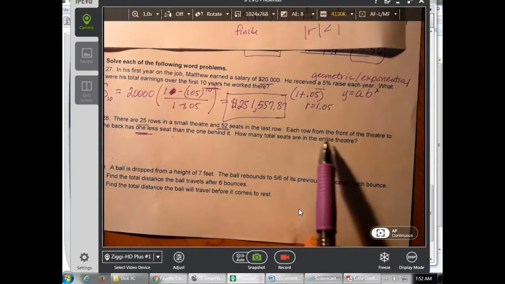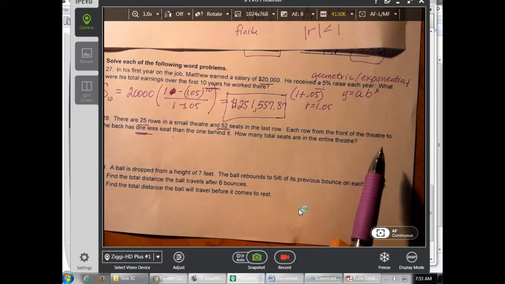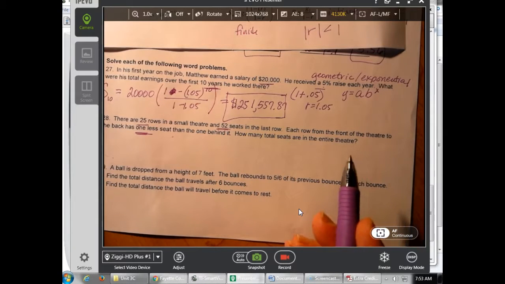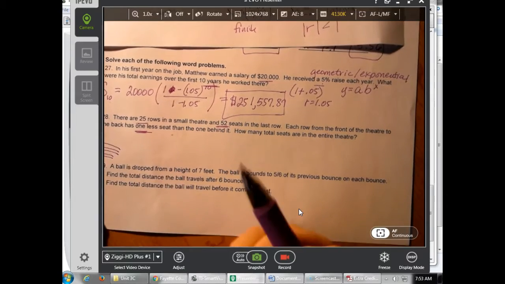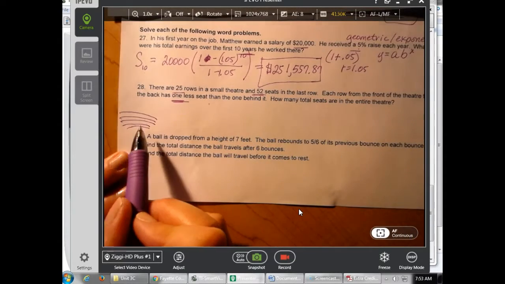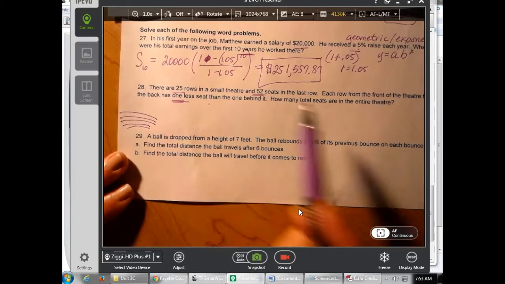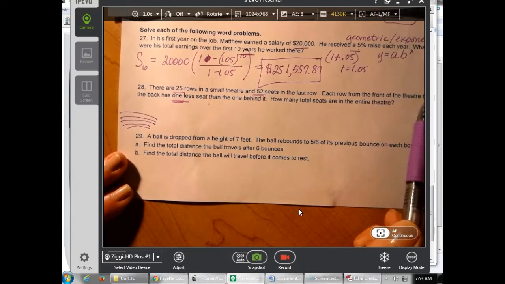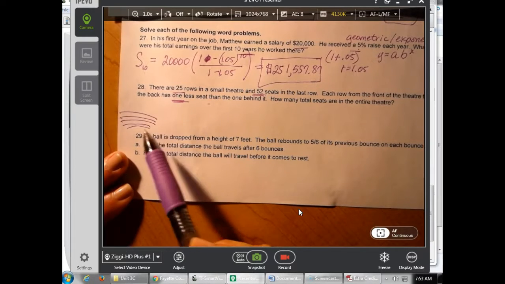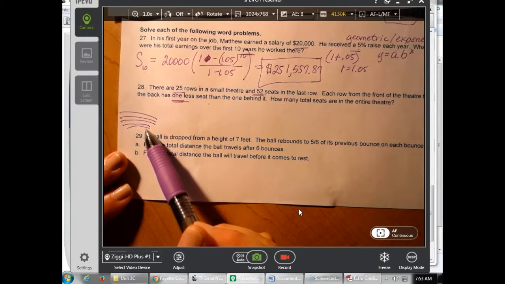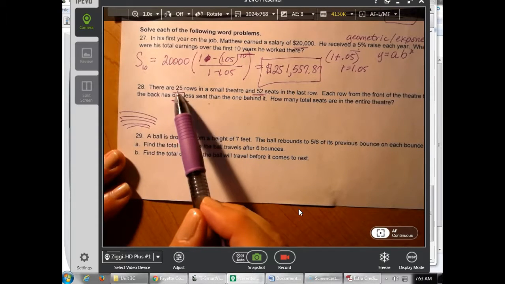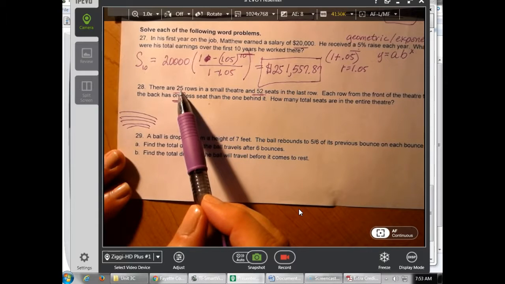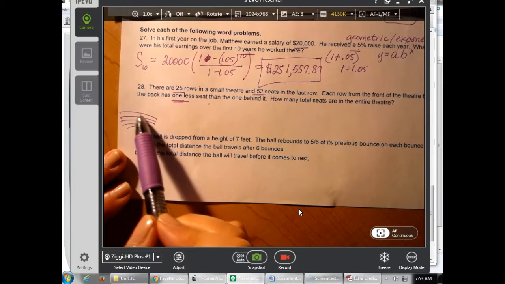And it says each row from the front of the theater to the back has one less than the one behind it. So it's growing by one as you go back. Every time it gets one bigger. Okay? So that's the scenario we're talking about here. So each row we're going to add one. Each row from the front of the theater to the back has one less than the one behind it. So this one's going to have one less than this one, has one less than that one. And there's 25 rows, and there's 52 in the last row.